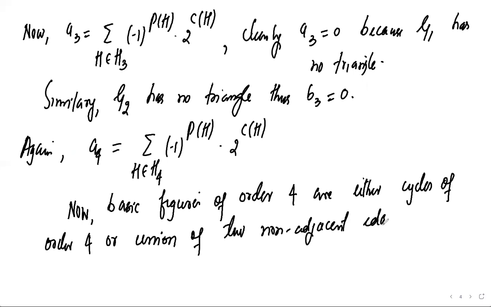Non-adjacent edges of G1. We need non-adjacent because if we take 2 adjacent edges, then they will not form a basic figure, because P3 is not a basic figure. Only K2 is a basic figure, Cn is a basic figure, and the union of K2s and Cns are basic figures.